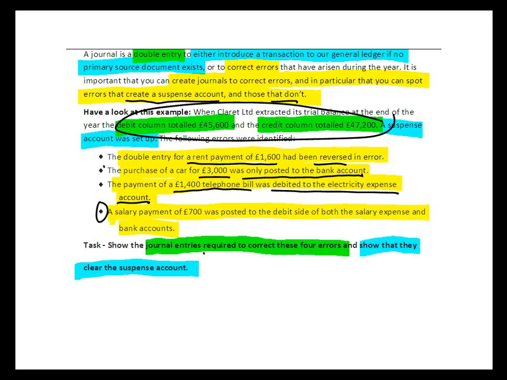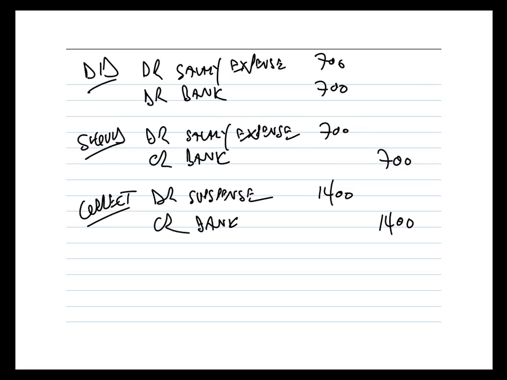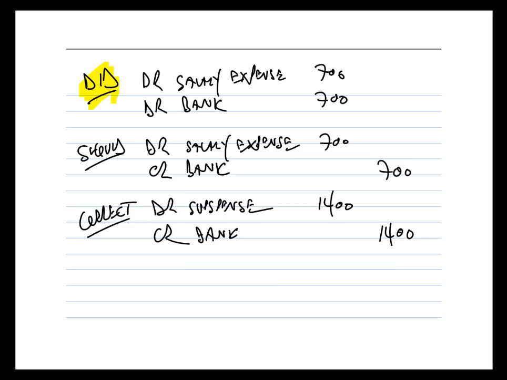Well, the fourth error, the payment for salaries of £700, was posted to the debit side of both the salary expense and the bank account. Now, that can't be right because you wouldn't debit two sides of two accounts. You would have a debit and a credit. So I think that to go through my three-step process, the double entry they did post, well, they had a debit to the salary expense and a debit to the bank account. So 2 debits isn't a balancing double entry.